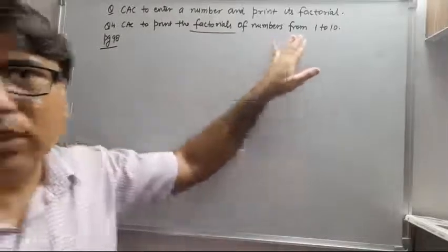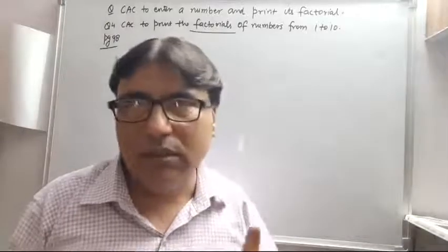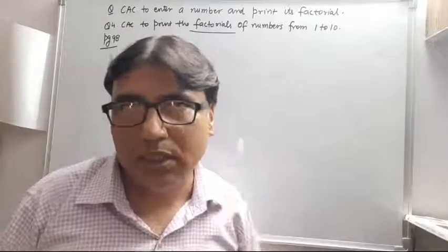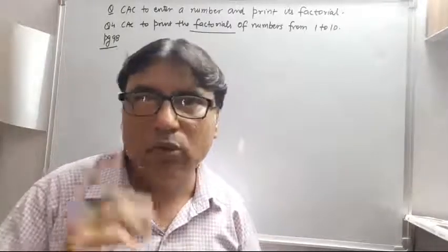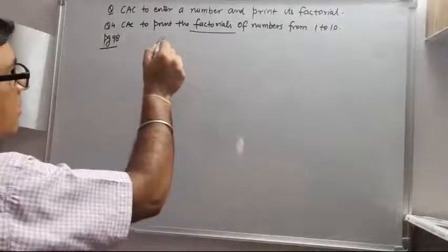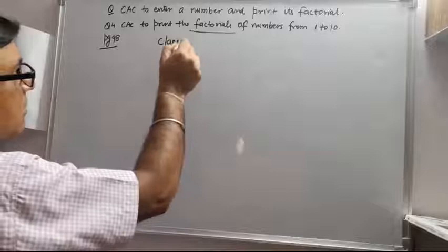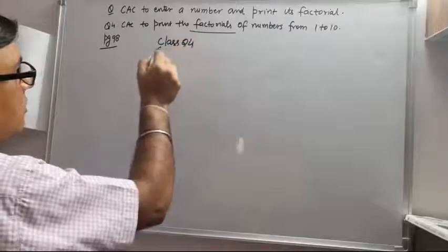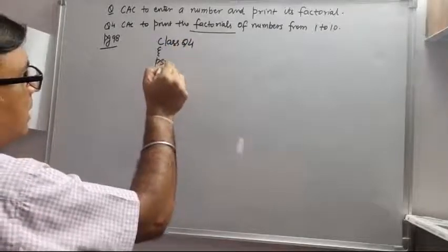Create a class to print the factorials of the numbers from 1 to 10. Now we have to take every number starting from 1 to 10. So in this we have to apply two loops. Let us see how to do this program. Class, suppose question 4, public static void main.